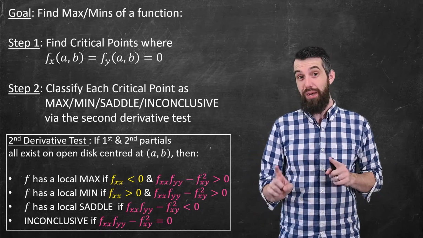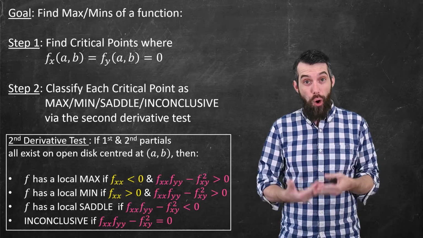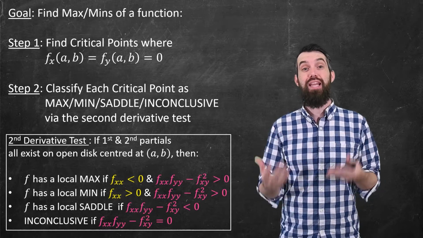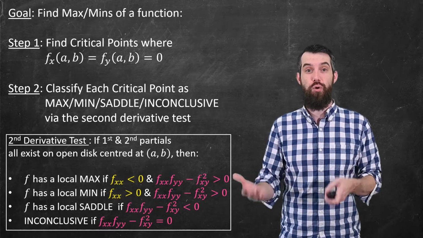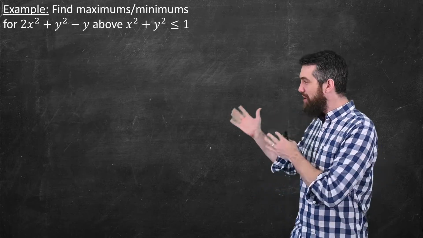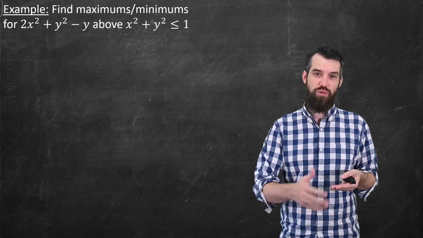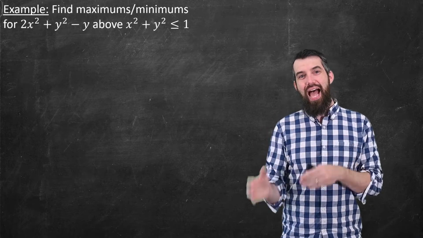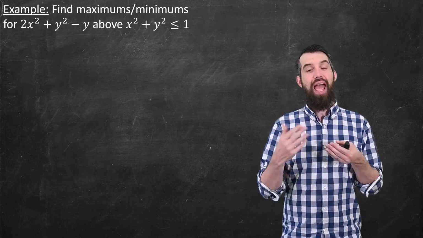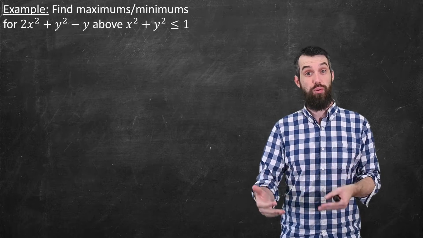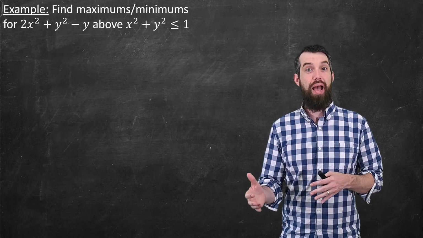no other restrictions. But now I want to imagine that I impose the restriction that we are in some closed bounded domain. For example, imagine I wanted to figure out the maximum and minimums of some function, 2x squared plus y squared minus y, but with the condition that x squared plus y squared has to be less than or equal to 1. Okay, so how do I visualize this?